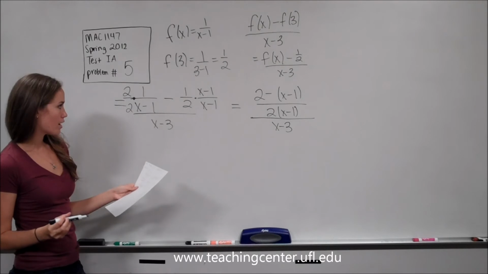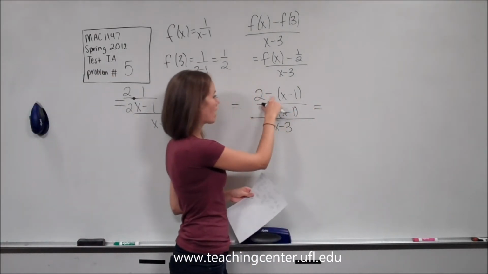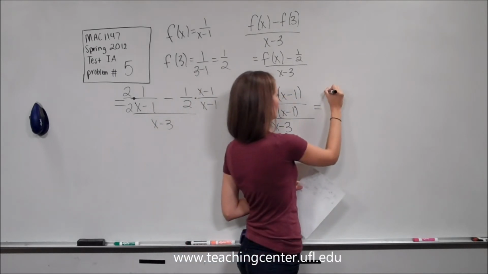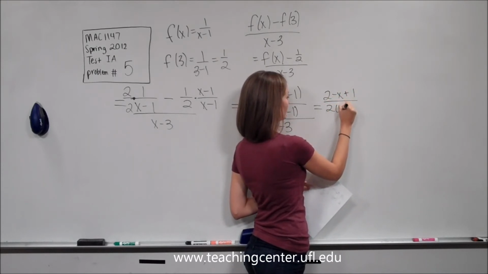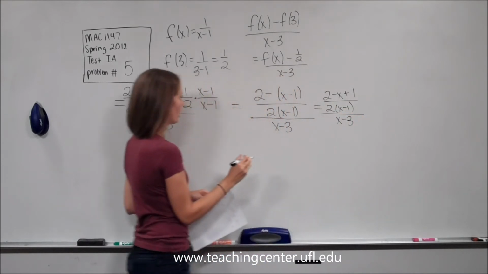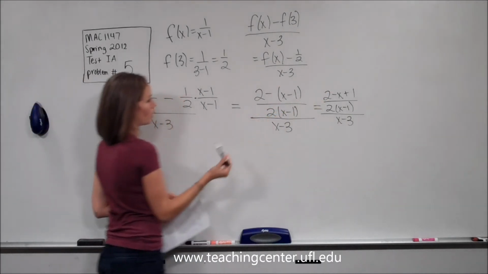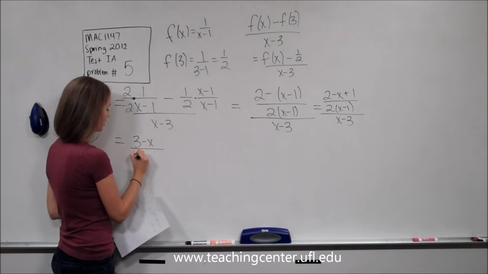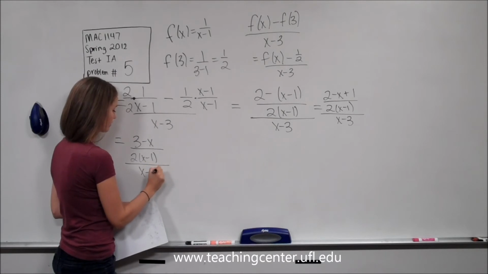Now we can simplify this further. We have 2 minus, and this minus can be distributed into the parentheses, so it's 2 minus x plus 1, all over 2 times (x minus 1), all over x minus 3. And that simplifies because 2 plus 1 is 3, so it's 3 minus x, all over 2 times (x minus 1), all over x minus 3.